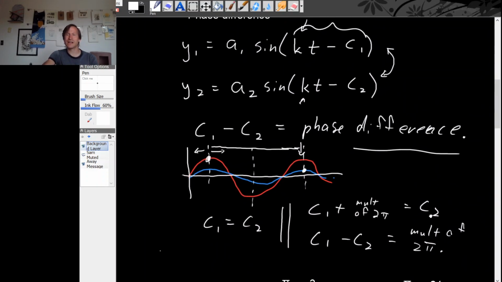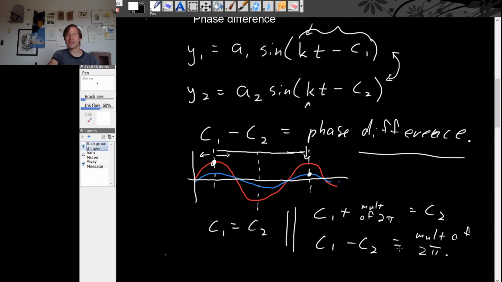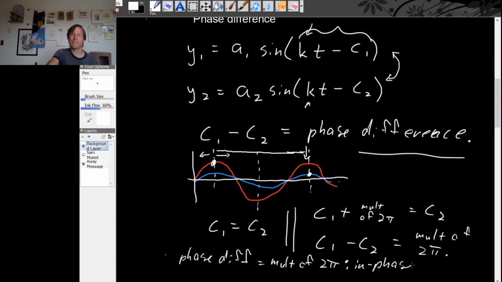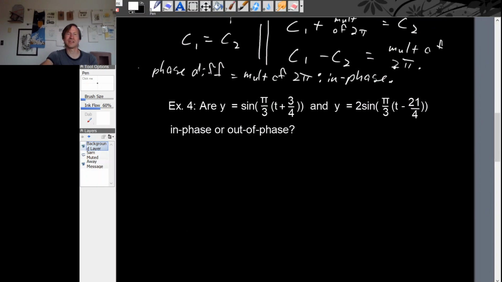Okay, and so this tells us that for peaks and troughs to line up, we want the phase difference to be a multiple of 2 pi. So if the phase difference is a multiple of 2 pi, that's when the peaks and troughs line up. That is called in phase. Otherwise, if the phase difference isn't a multiple of 2 pi, then we say that these two sinusoidal functions are out of phase. Okay, so let's look at an example.